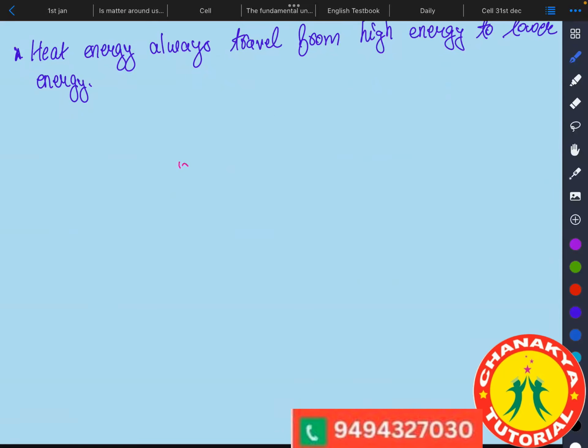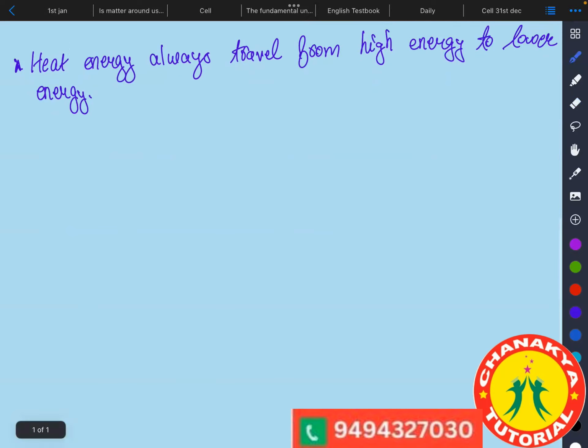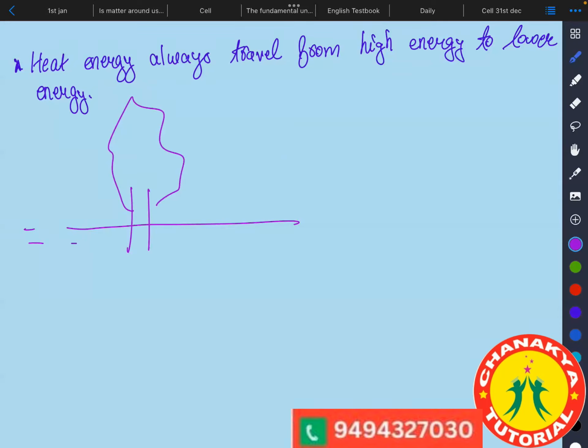There is diffusion also in plants. If I am making a plant, and it is submerged in water, what will it take? I think you are aware that like human beings, plants also require water for their function. But if it is submerged in water, what will happen?